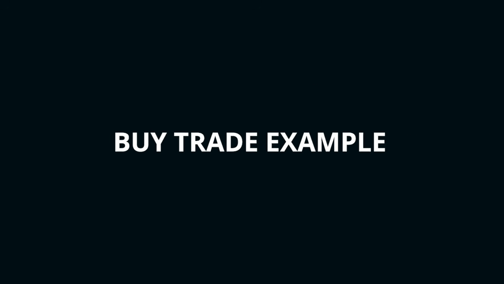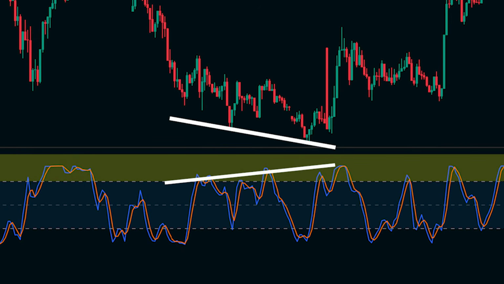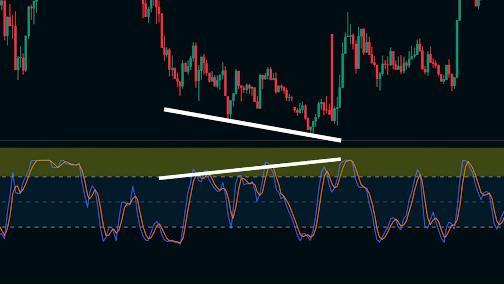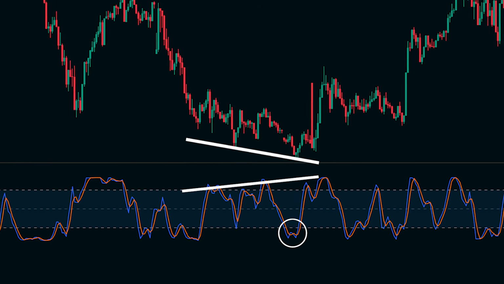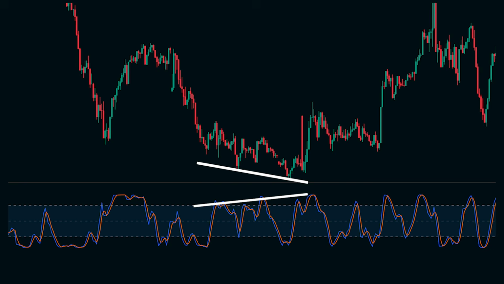Here is a buy trade example. Price makes a clear swing low. Stochastic RSI is in the oversold zone. Price continues lower and makes a second swing low, lower than the first, but stochastic RSI at the second low is higher than it was at the first. Bullish divergence is confirmed. Then %K crosses above %D.